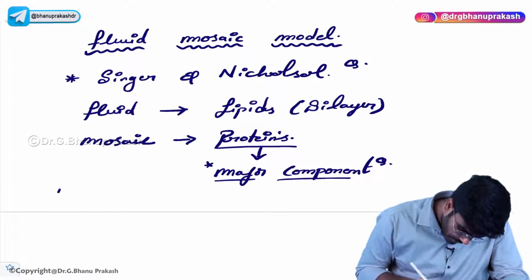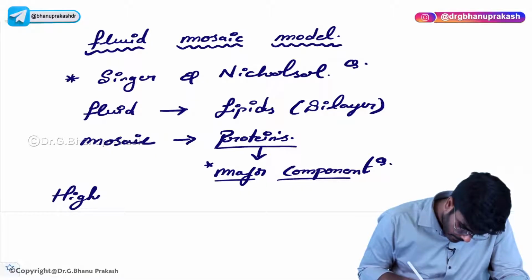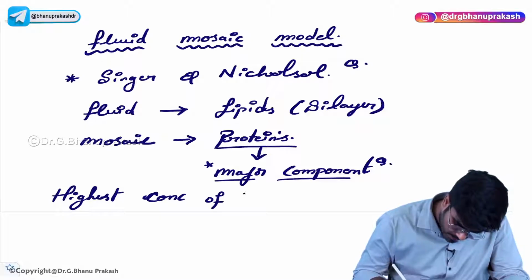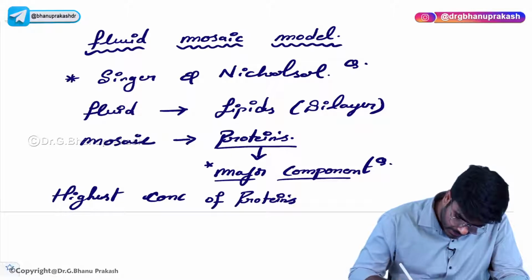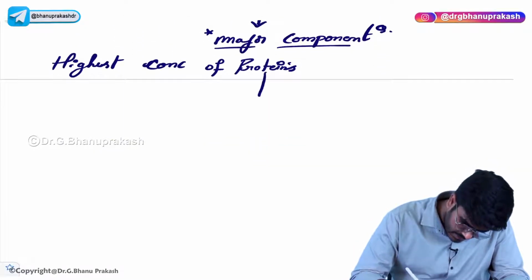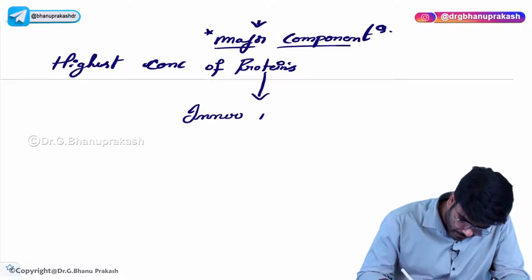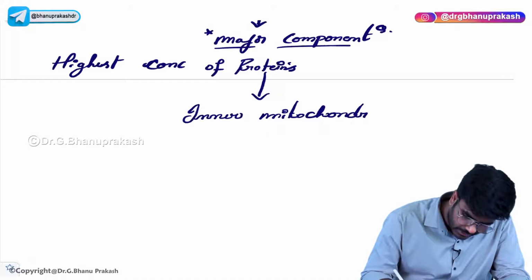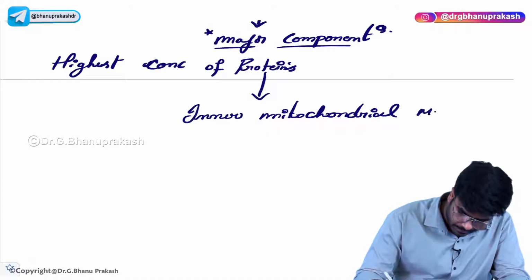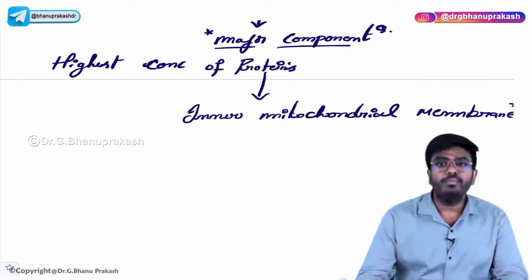So the highest concentration of proteins is present in which cell membrane? It is present in the inner mitochondrial membrane. That's an MCQ which you need to know.